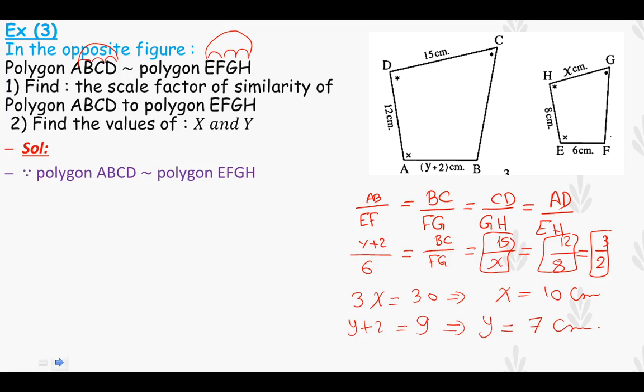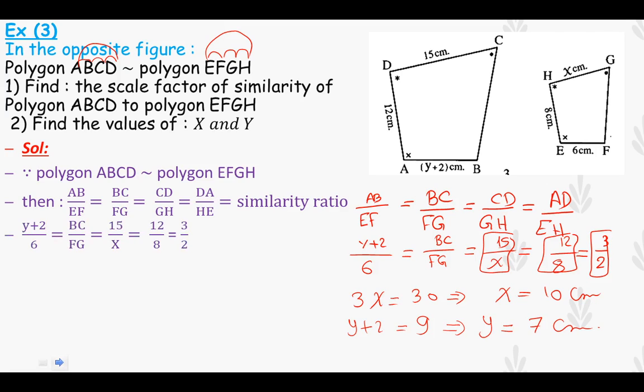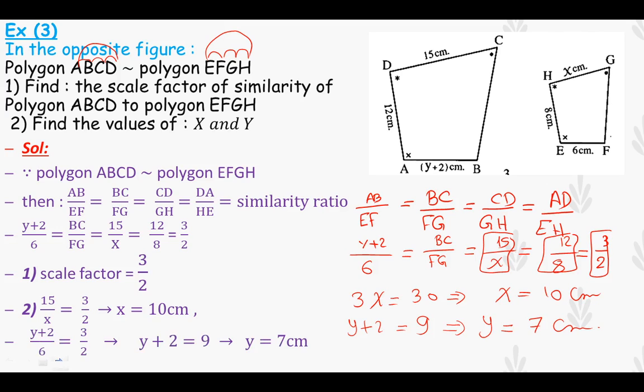Again, solution. Polygon similar to polygon. You will write the corresponding sides equals the similarity ratio. The similarity ratio here will be equal to 3 over 2. First, the scale factor equals 3 over 2. And 15 over x will be equal to 3 over 2. By cross multiplication, x will be equal to 10 centimeters. And here y plus 2 over 2 will be equal to 3 over 2, so y plus 2 equals 9. So y equals 7 centimeters.